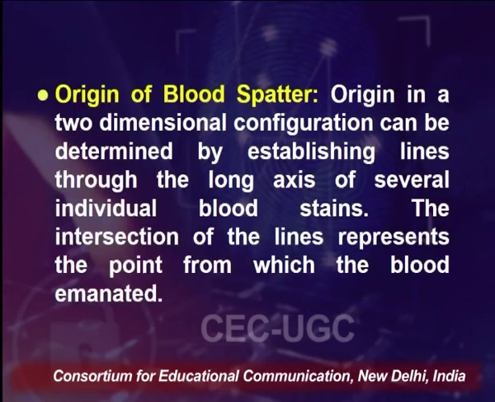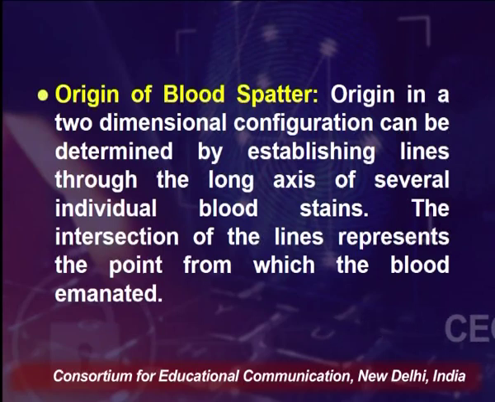The origin of blood spatter, in cases in a two-dimensional configuration, can be determined by establishing lines through the long axis of several individual blood stains, and the intersection of the lines represents the point from which the blood emanated. If we are considering the reconstruction of the crime scene, the blood spatter is in all directions. When we trace back along those lines, there is a point of convergence. We look at that point or area of convergence, and we can tell that this is the source, the area from which the blood went and the pattern was formed.